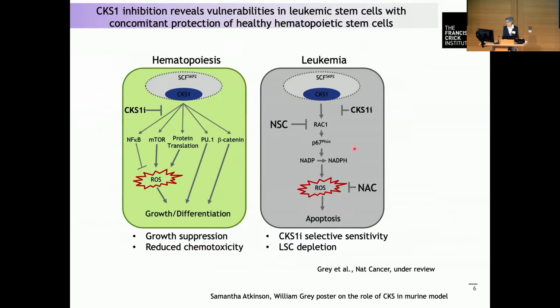On the other hand, in leukemia, what we see is that the CKS1 inhibitor actually increases NADPH, and by doing that, increases substantially ROS. And we know, based on Greg Jordan's analysis a couple of years ago, that leukemic stem cells are very sensitive to the level of ROS. So with too much ROS, the leukemic stem cell will not survive.